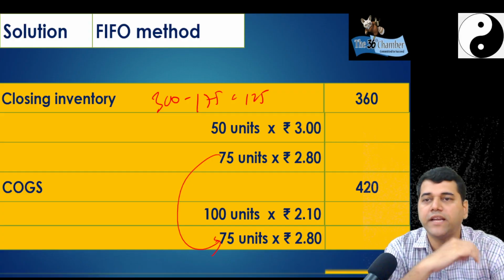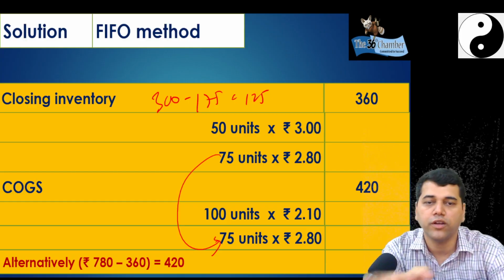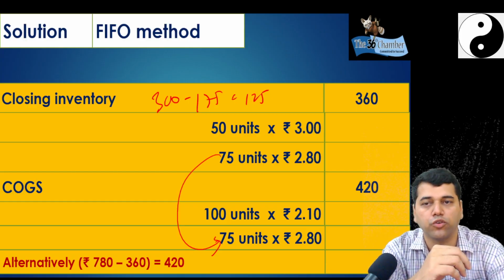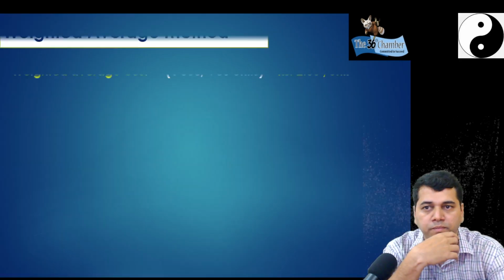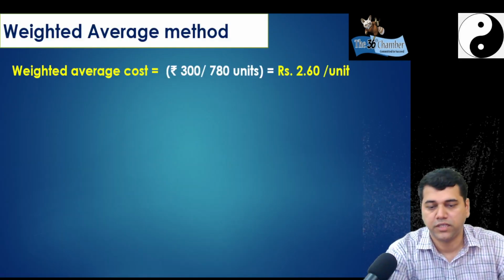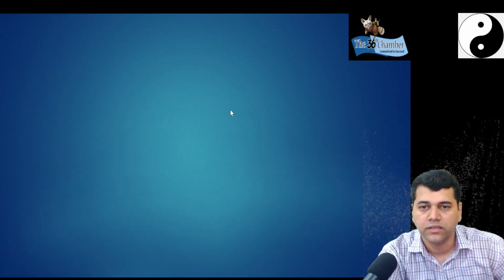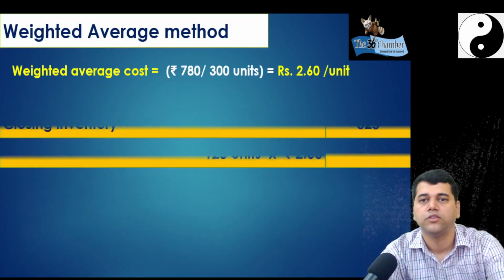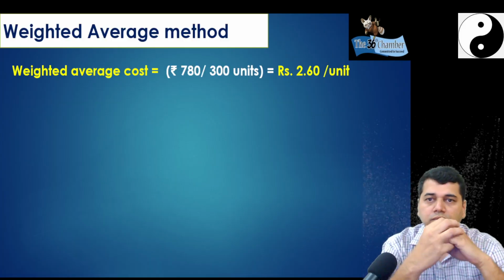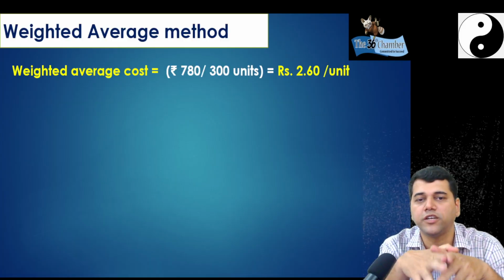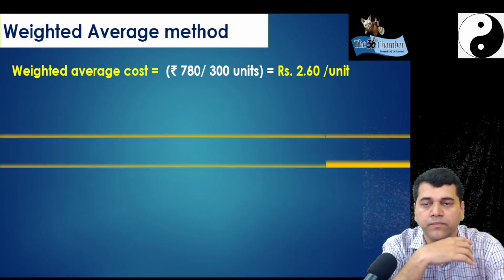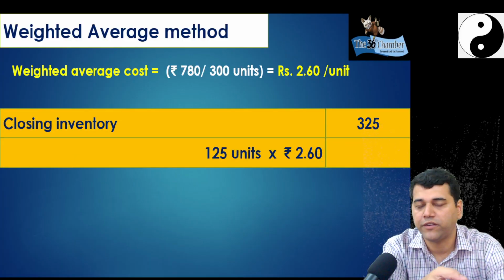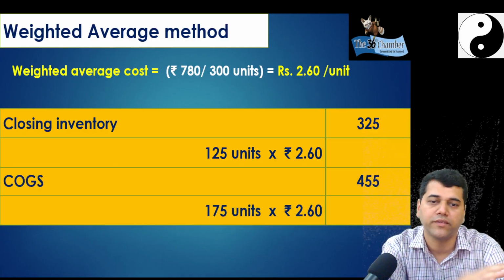Now coming to the weighted average. Alternatively, what you could have done: out of the total cost, if you give 360 to the closing stock, 420 would have been your COGS. Now if you follow the weighted average method, how do you calculate the weighted average? It is total rupees 780 divided by 300 units. You find out the average price. So total 780 rupees divided by 300, you get a cost per unit of 2.6. You say the closing inventory is 125 into 2.6 and COGS will be 175 into 2.6.